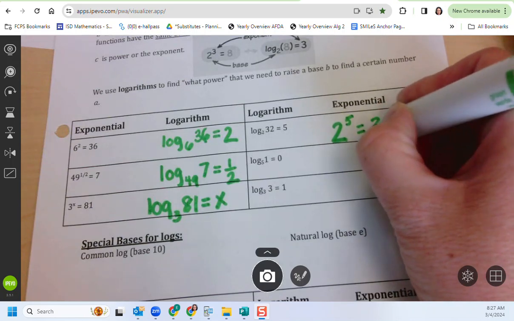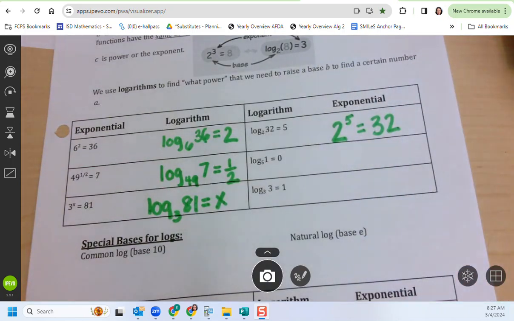And when all of these things are numbers, you can tell if you got it right if it makes sense. 2 to the 5 equals 32. Is that true? 2 times 2 times 2 times 2 times 2, it works.